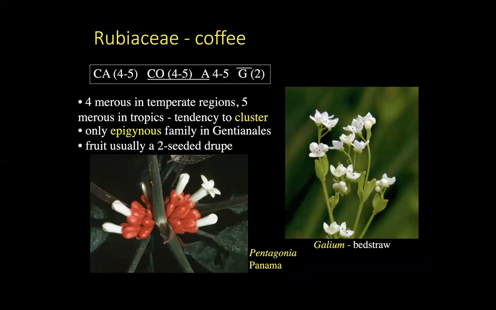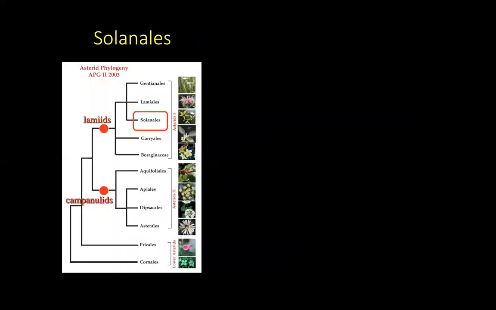Similar themes to what we've seen before, 4 or 5 merous, 4 especially in the temperate. So what we're going to see, Galium is going to be 4-merous. Tends to be tiny flowers in clusters. It is epigynous in its entirety. It's the only one in the Gentianales as so. And the fruit is usually a 2-seeded drupe.